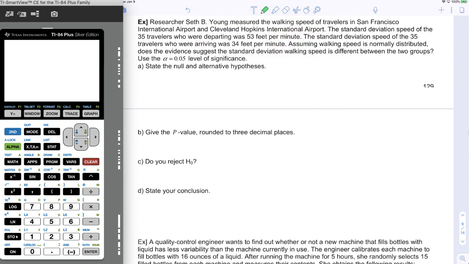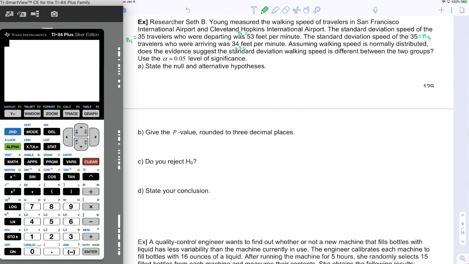All right, so we have a lot of numbers here. I'm going to go ahead and label what they're representing. The standard deviation speed of the 35 travelers, so this here would be N1. This is a sample size. And then here we have a sample standard deviation, S1. So this is a sample size and standard deviation of the departing travelers. Next we have the arriving travelers. Here is the sample size, so here's N2, also 35. And then the standard deviation of the walking speed of the arrival group was 34, so I'll call that S2. I'm just labeling these because I want to make sure I put them in the correct position on the calculator.